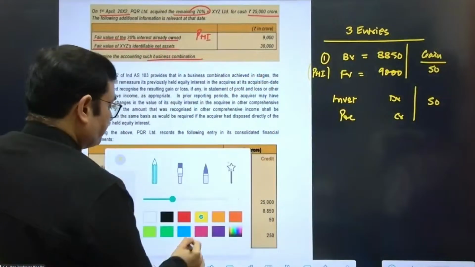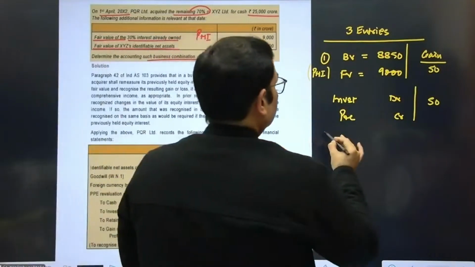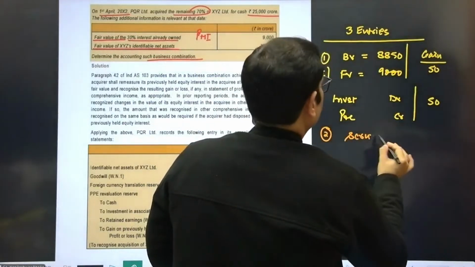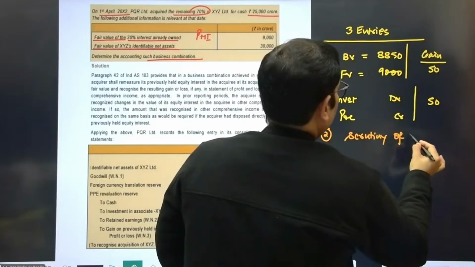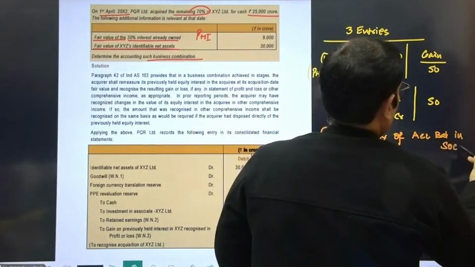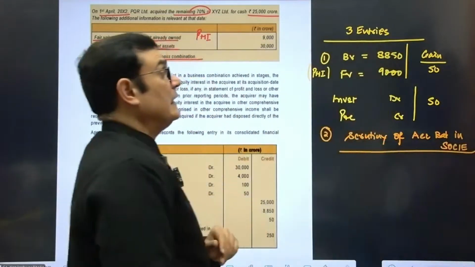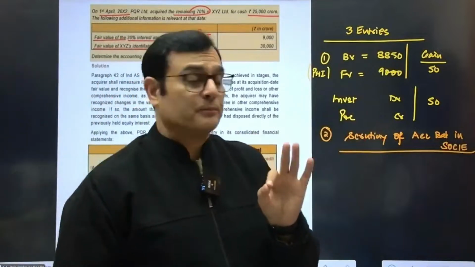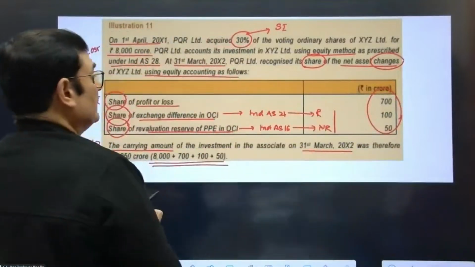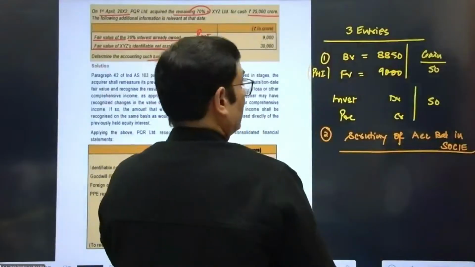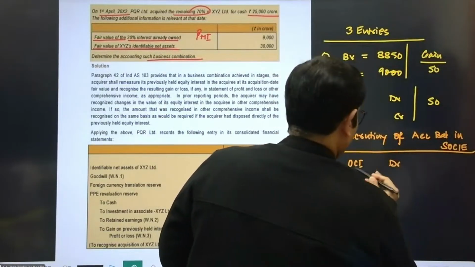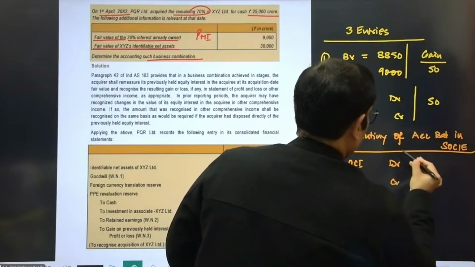That's one. Second, I would suggest that you need to do a scrutiny of OCI, the accumulated balance in SOCI, and identify what is the R and NR portion. And we've already seen that 100 is the R portion and 50 is the NR portion. So 100 is the R portion. So what I'll do, the other comprehensive income gets a debit and the portion which is R is taken to the P&L, which is 100.